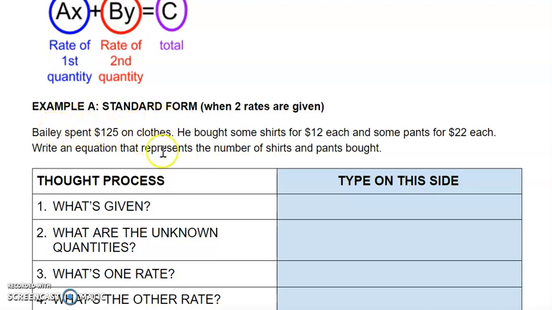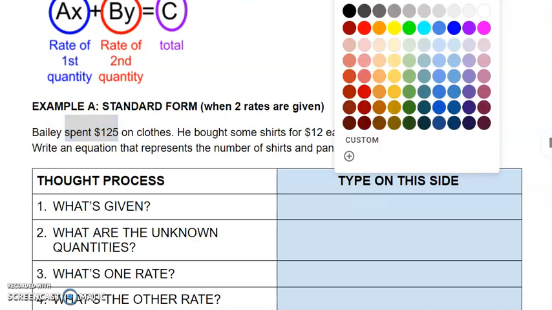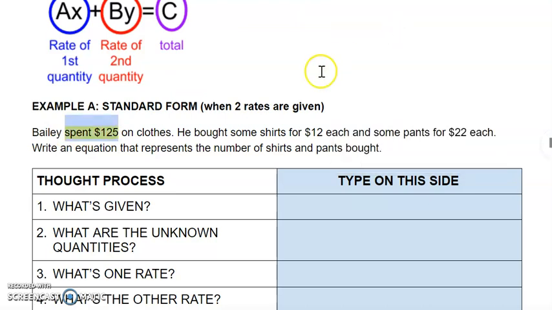Example A: Bailey spent $125 on clothes. He bought some shirts for $12 each, some pants for $22 each. Write an equation that represents the number of shirts and pants bought. Okay, so lots going on. I'm going to highlight some things that I think are really important. So Bailey spent this much.